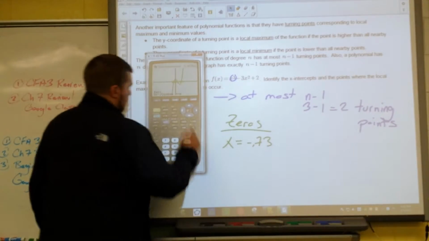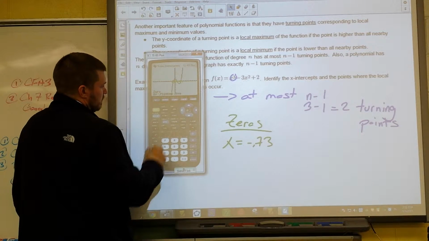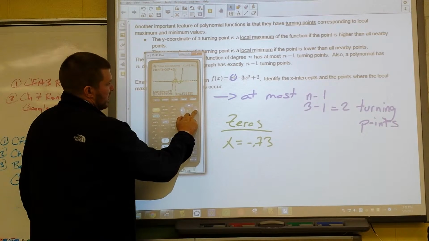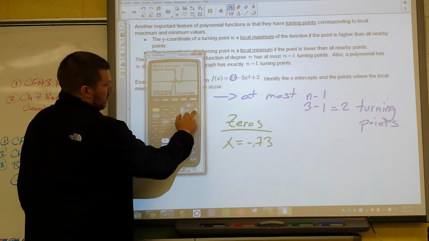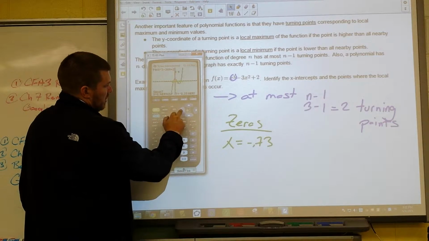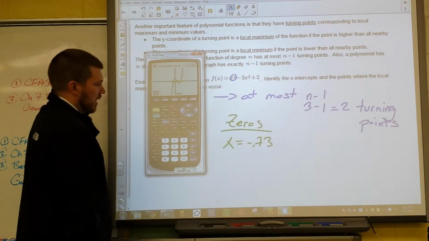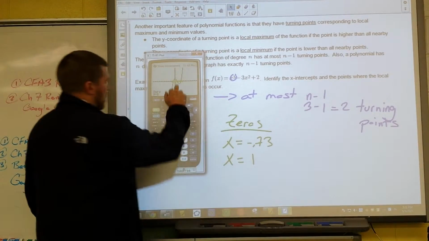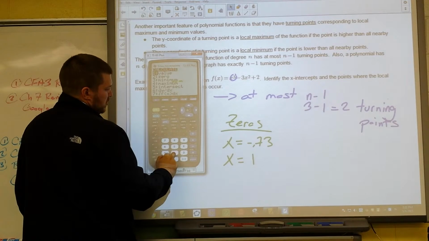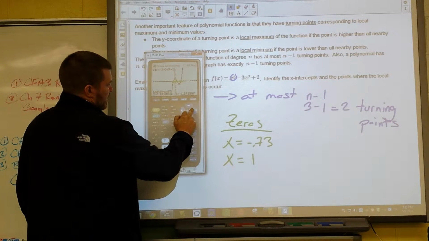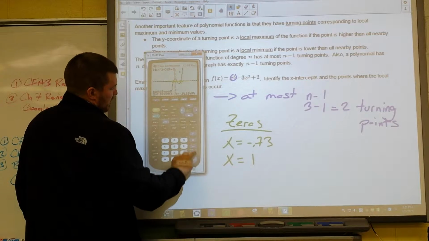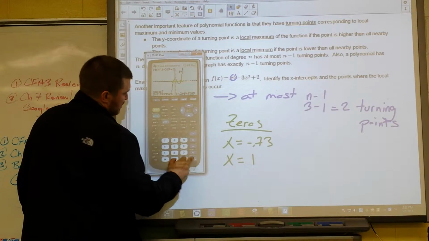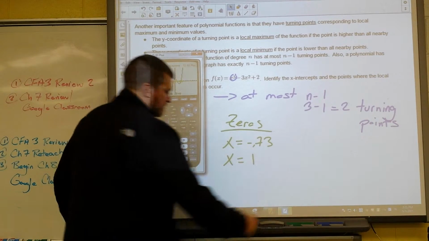That's one item. I want to find another one. I have it right here in the middle. So second calc, option 2 for zero. I want to be on the left side of my zero, the right side of my zero, and then guess somewhere there in the middle. x equals 1. And then my last zero is over here on the right, so second calc, option 2 for zero. I want to be on the left side and on the right side, and then I want to go somewhere in the middle to get to the zero. So about 2.73.